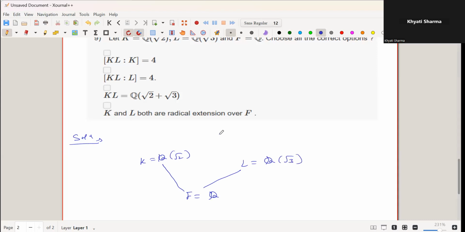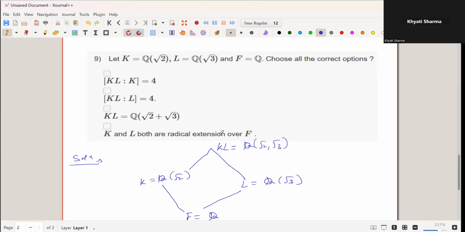So KL is the smallest field containing root 2, K and L. K is Q adjoint root 2, which means K is the smallest field containing Q and root 2. L is the smallest field containing Q and root 3. So KL will be Q adjoint root 2 and root 3. This is the smallest field containing root 2 and root 3.